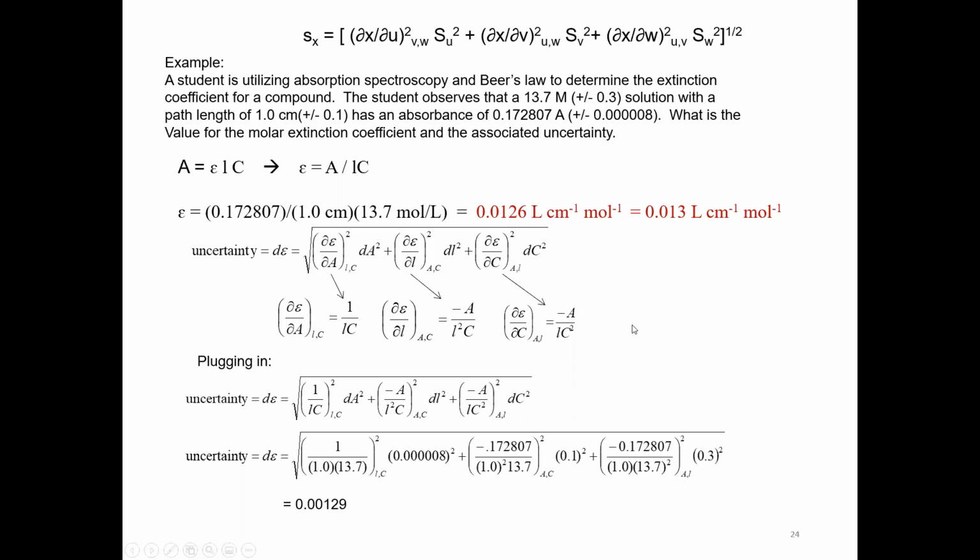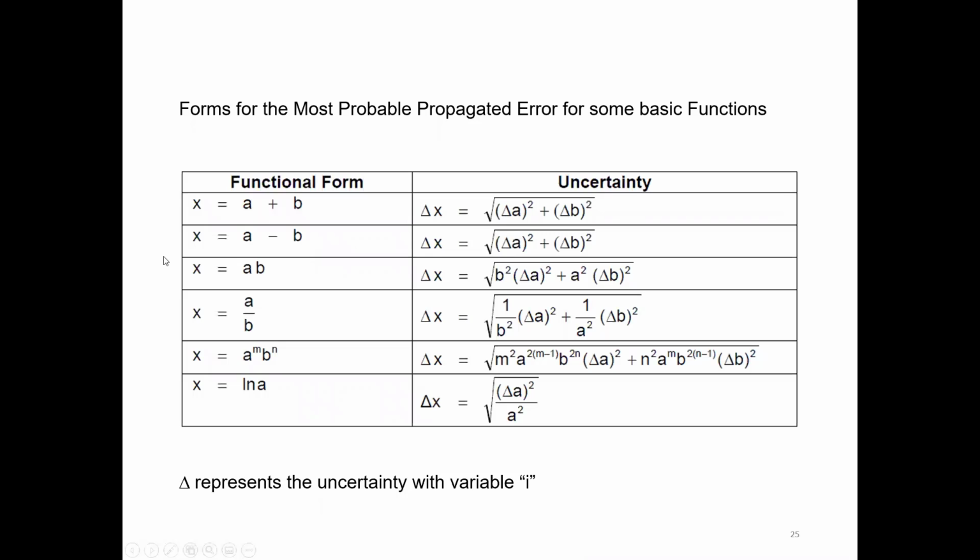Eventually for this one, I'm going to report the final result as epsilon equal to 0.013 liter per centimeter per mole plus minus 0.001. If you don't remember some of the partial differential, I put some useful uncertainty equations here. If you see this form of function, you can find the corresponding uncertainty calculation quickly.